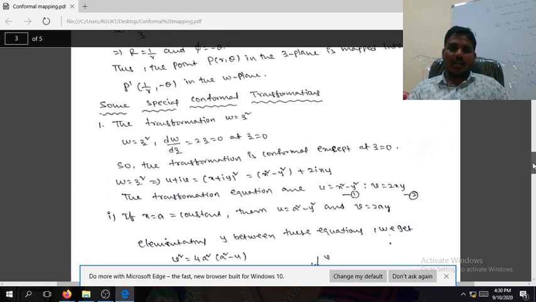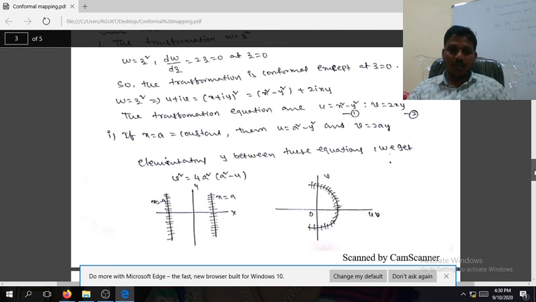Under the mapping w = z², if I take the special case x = a, the image is what? x = −a. That means we are taking one region in the z plane between x = −a and x = a, right? If I take x = a, u = a² − y² and v = 2ay, with x = a fixed. If I fix x = a, u = a² − y², v = 2ay.